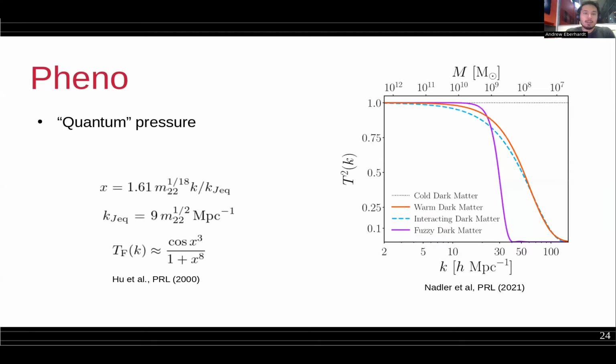Now, another important implication of this quantum pressure is a modified transfer function. The initial conditions, the initial perturbations that you would simulate, are actually going to be different for fuzzy dark matter, again just because on small scales we're resisting the formation of structure. So this plot here shows this transfer function, which was originally calculated in the first paper, compared to the transfer functions from warm and interacting dark matter, which of course fuzzy dark matter is often compared to, because those two models are also intended to solve small scale structure problems, and we also probe them with small scale structure.